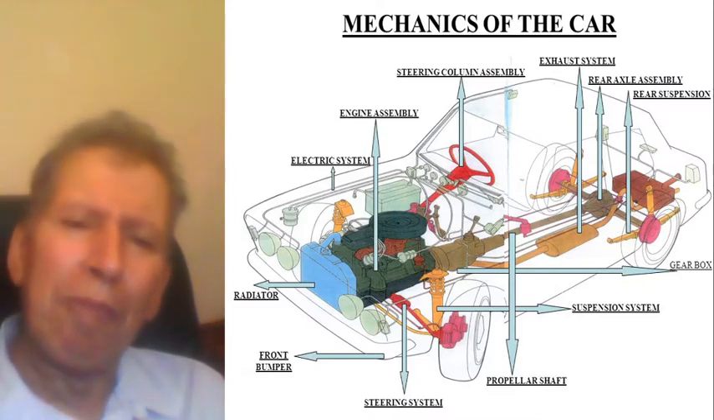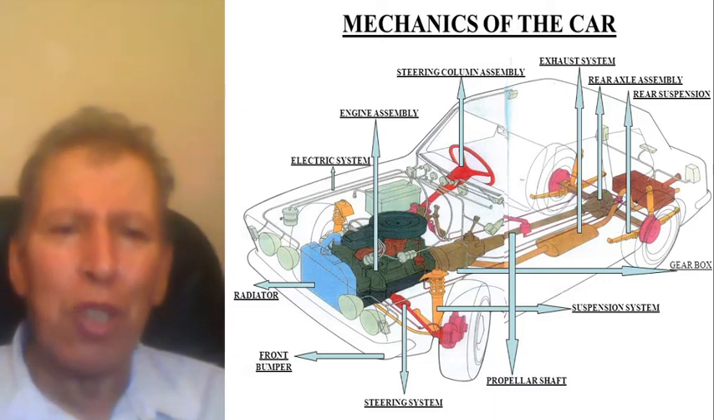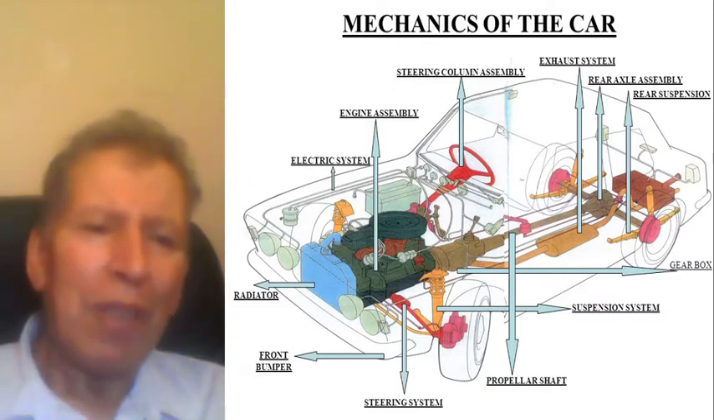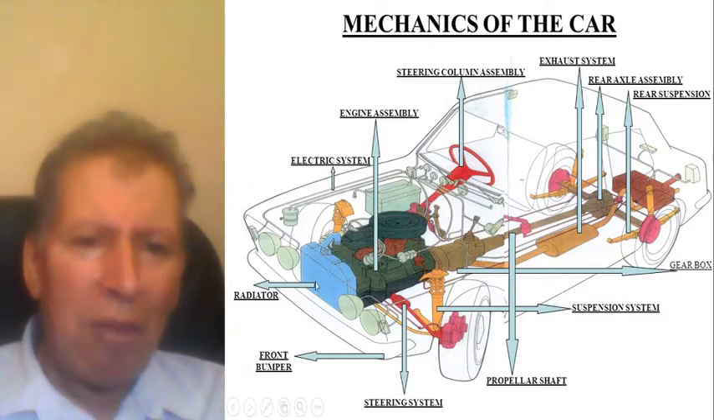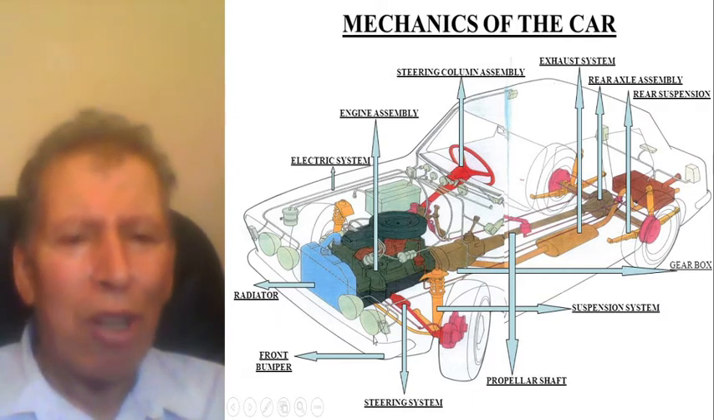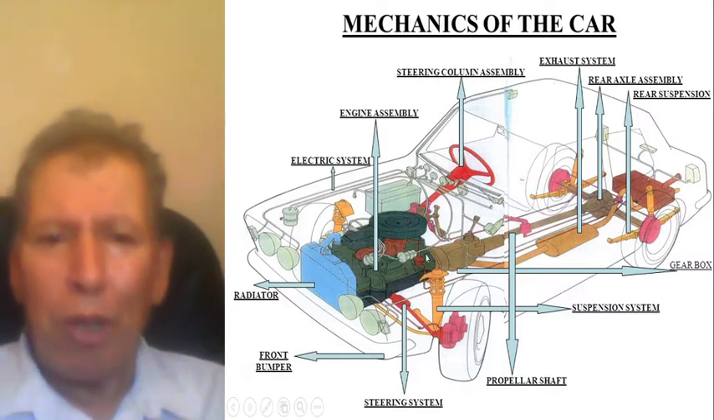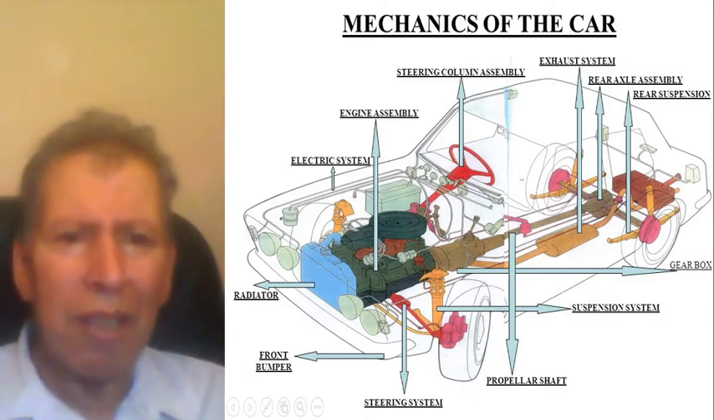Mechanics of the car. There are things which are more mechanical, which are involved in the movement of the car. So this is the radiator, which cools the engine. This is the front bumper for shocks. Steering system, donc le système de direction. Suspension system, shock absorbers. Gearbox, la boîte à vitesse.